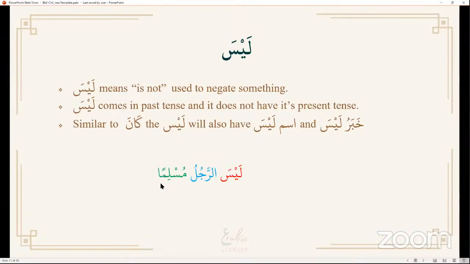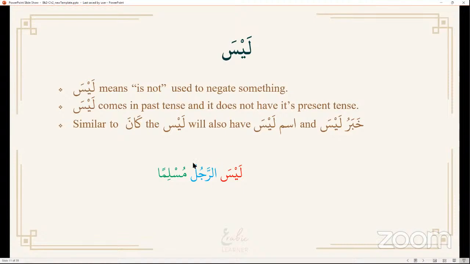So this is an example similar to a kana sentence. Laysa rajulu musliman. The man is not a Muslim. Actually, it was ar-rajulu muslimun. So it is negating the sentence. It is making it opposite. The man is not Muslim. That is the function of Laysa.